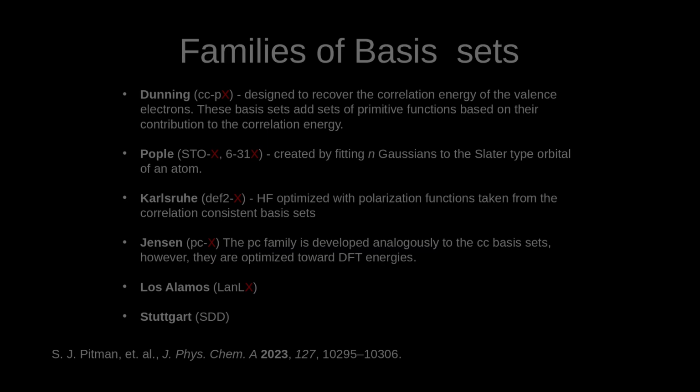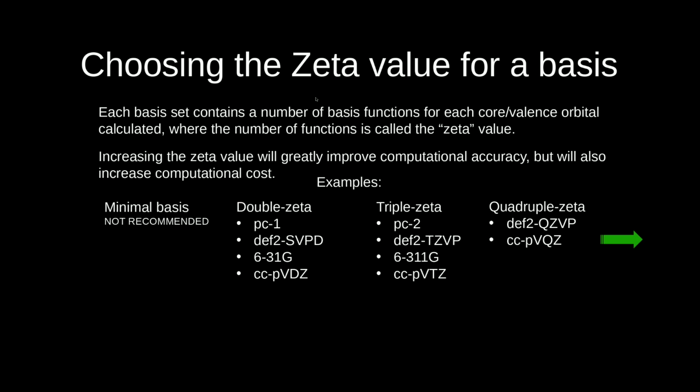Another important thing to note about your basis set is the zeta value. What the zeta value is telling you is, for each core or valence orbital, the number of functions being used to calculate that core or valence orbital. Increasing the zeta value will greatly increase your computational accuracy, but it will also greatly increase your computational cost. The minimal basis set calculates one function for each core or valence orbital. I would not suggest using a minimal basis because they are seen to be quite inaccurate.